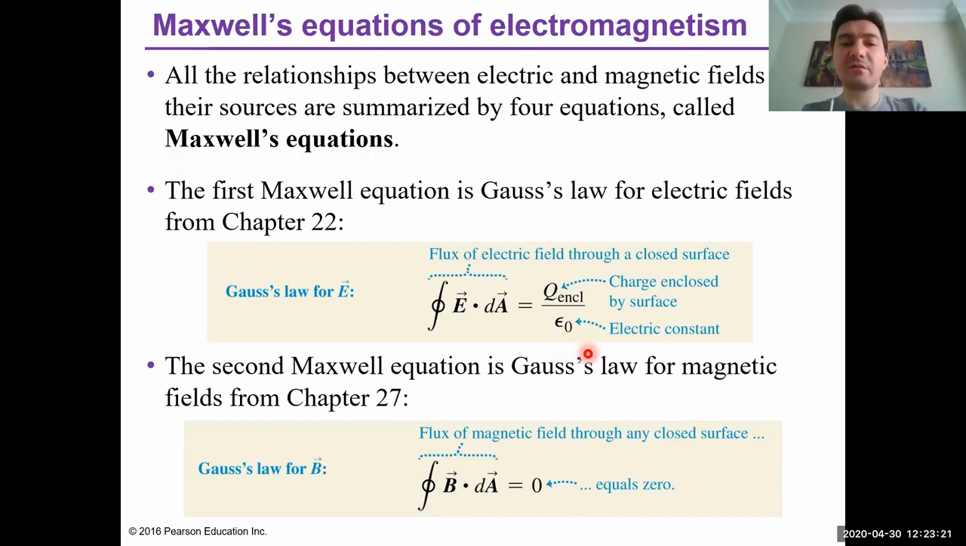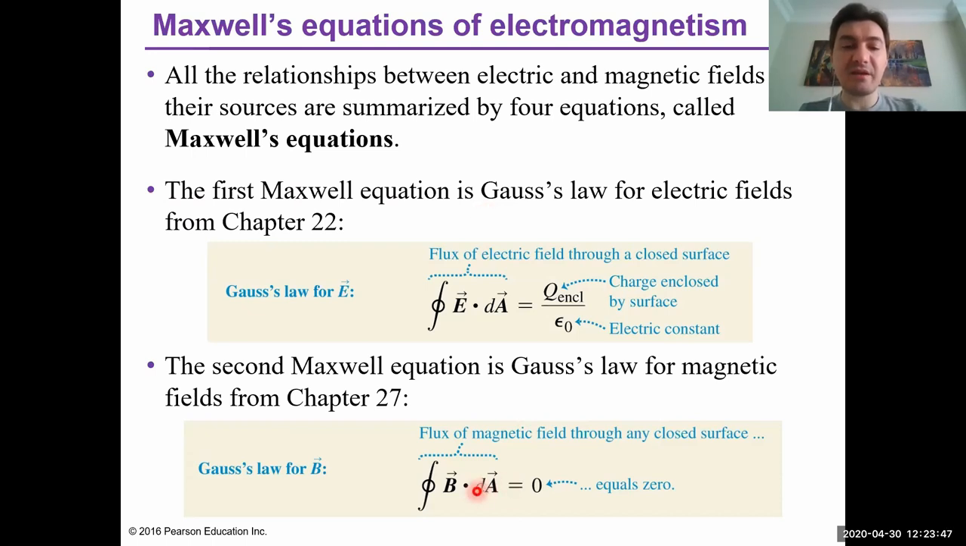So we have seen this one. If you choose a closed surface, the electric flux through that closed surface is given by Q enclosed over epsilon zero, charge enclosed by the surface over the electric constant. This was the Gauss law for electric fields. This is the first Maxwell equation.